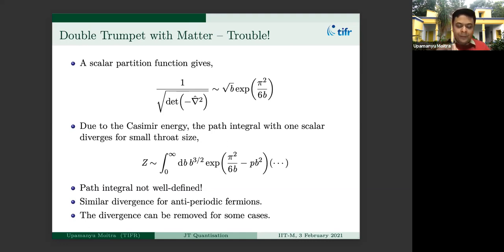For example, where you consider periodic boundary conditions for the fermion, which would roughly correspond to an index and not a partition function. So we are not yet sure what to make of this result, and the interpretation of this result is a rather open problem that we found.